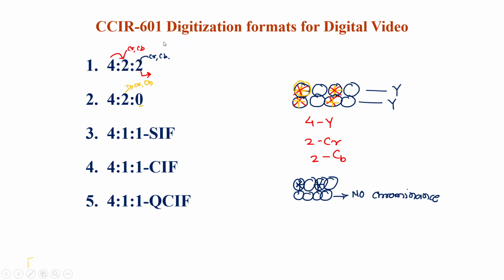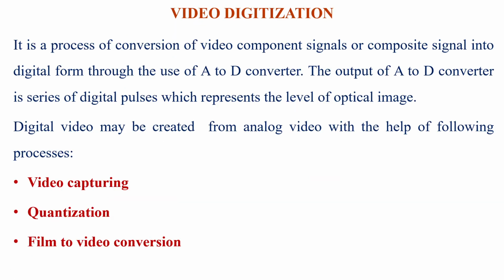Okay? So in this way, these 4 formats will give you the compression of your video signal as you need it, or with the rate which you need it. So you can say 4:2:0, 4:1:1, storage intermediate format, 4:1:1, common intermediate format, 4:1:1, quarter common intermediate format. So here the bit rate will be reduced, and in short we can conclude that our bandwidth will be reduced.